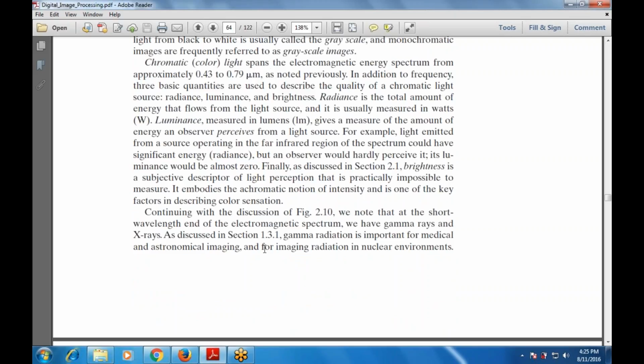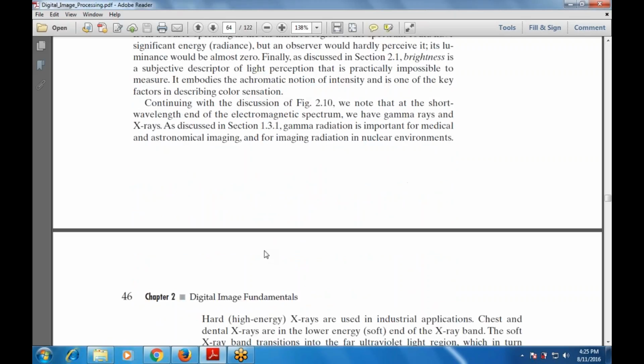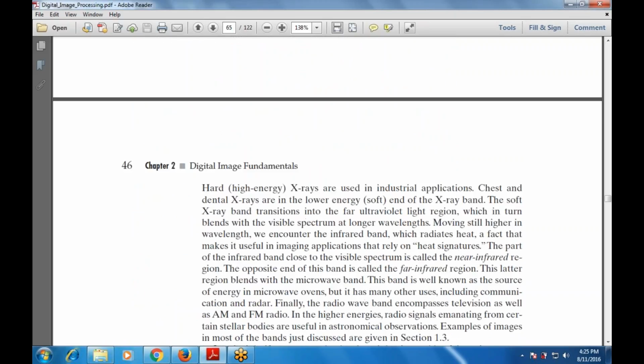Then there is medical and astronomical imaging, used for imaging radiation in nuclear environments. Chest and dental X-rays are in the low energy, soft end of the X-ray band. The part of the infrared band close to the visible spectrum is known as the near infrared region, and the opposite end of this band is known as the far infrared region. So there are two parts: one is the near infrared region, one is the far infrared region.